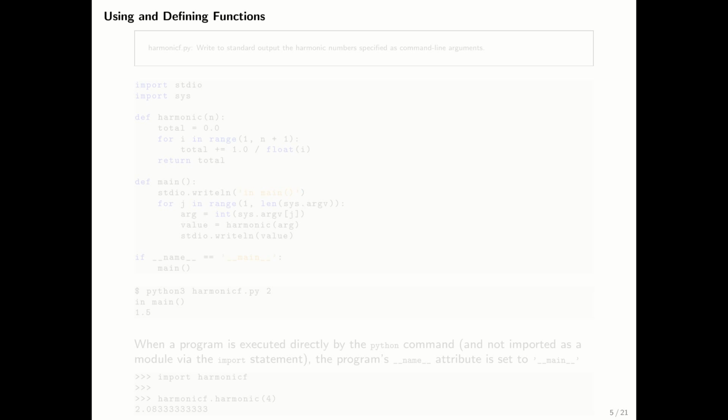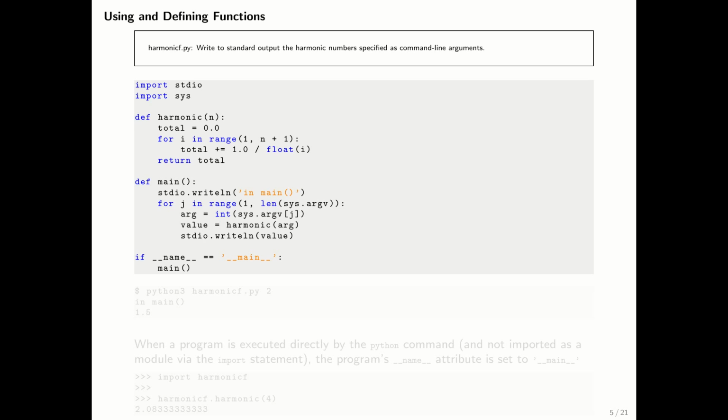Let's look at a concrete program where we work with functions. So this program is called harmonicf.py, and what it does is it writes to standard output the harmonic numbers specified as command line arguments. So what is a harmonic number? Well, the nth harmonic number is denoted as H sub n, and it is simply calculated as the sum 1 plus 1 over 2 plus 1 over 3 and so on, all the way up to 1 over n. And we have seen this before. We even wrote a program that calculated the nth harmonic number. It's the same program here almost, except that things are organized using functions here.